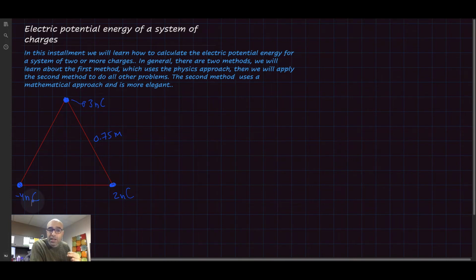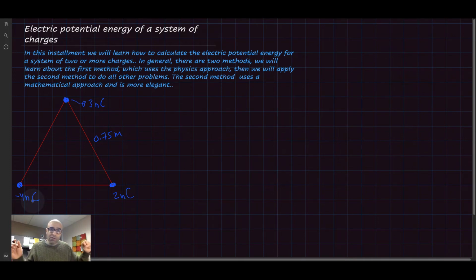The question is, find the electric potential energy required to keep the system of charges within the vicinity of each other and they hold this uniform distribution, if you will. Okay, so how do we do that? There's two ways. The first way is using the physics way, and that's how we learned about it. And the second way, once we actually learned how to do it in the physics way, there is a shortcut that we can take. And this shortcut is purely mathematical.